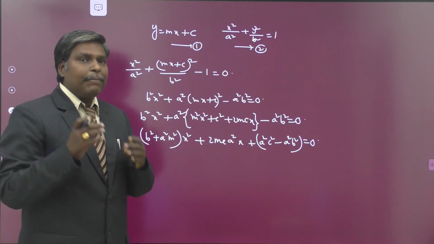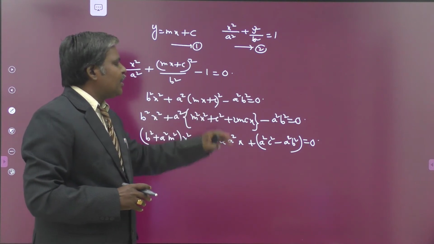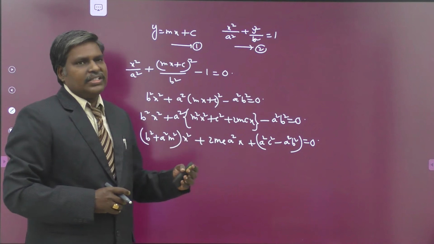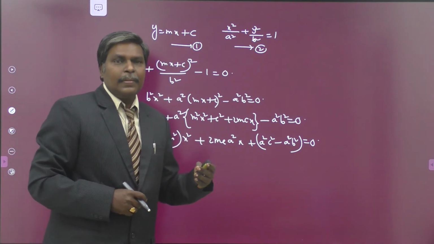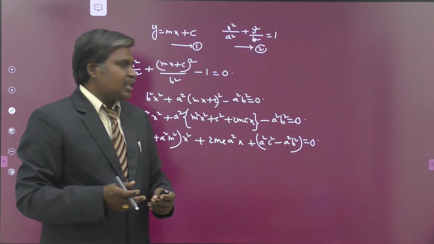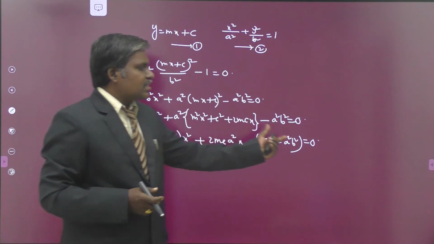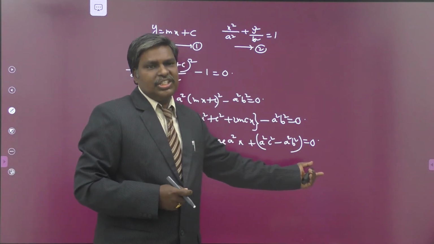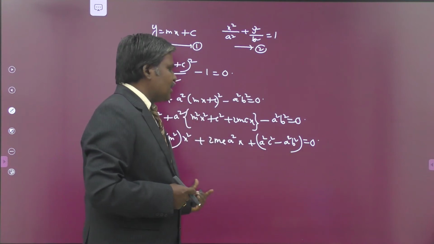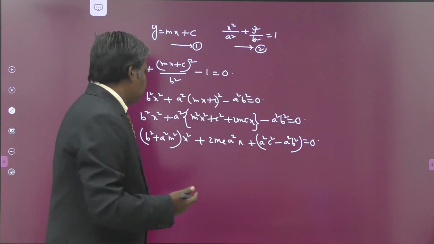So the possible cases depend upon the discriminant of this quadratic equation. Am I correct or not? Roots are real and distinct, real and coincident, or imaginary, depending upon the discriminant. If the discriminant is positive, your line intersects the ellipse at two real and distinct points. Equal to 0, it touches your ellipse. Less than 0, it is completely outside your ellipse. What is that? Your line.